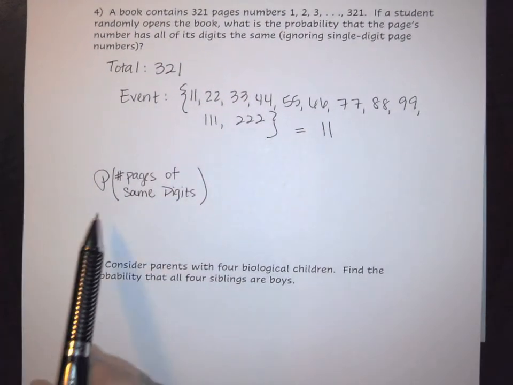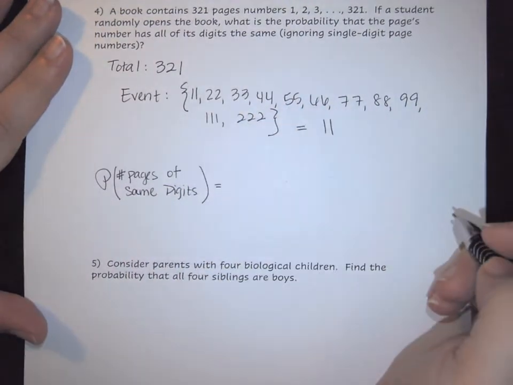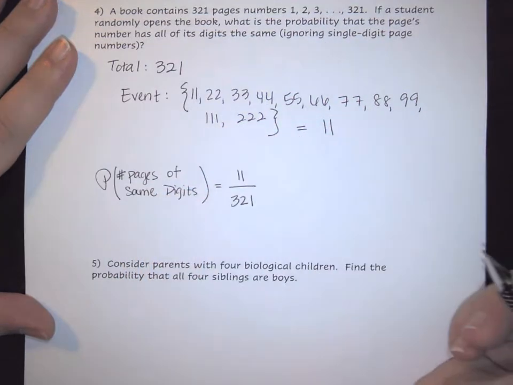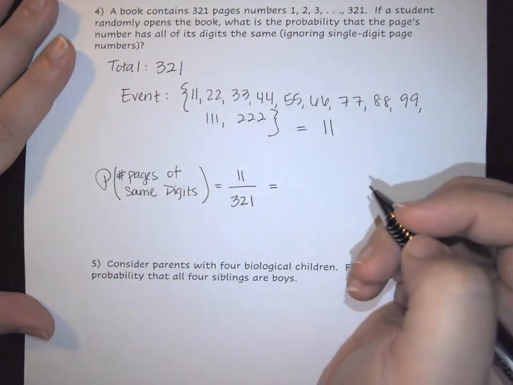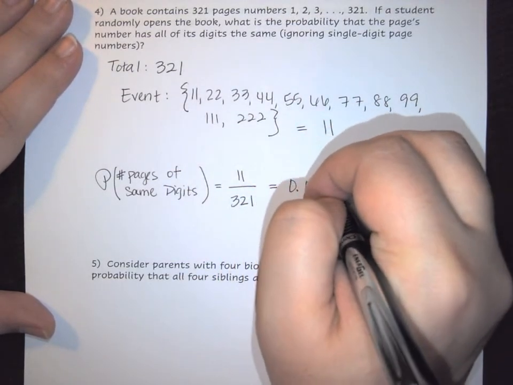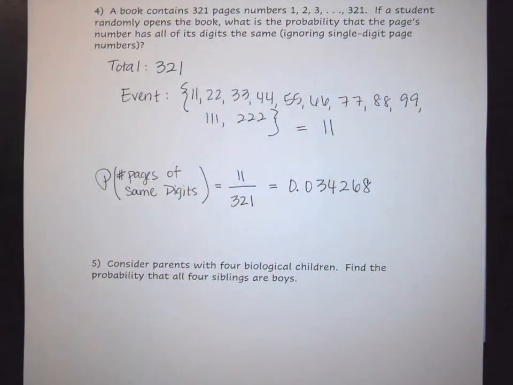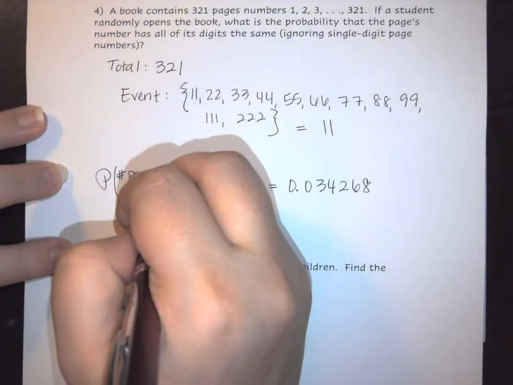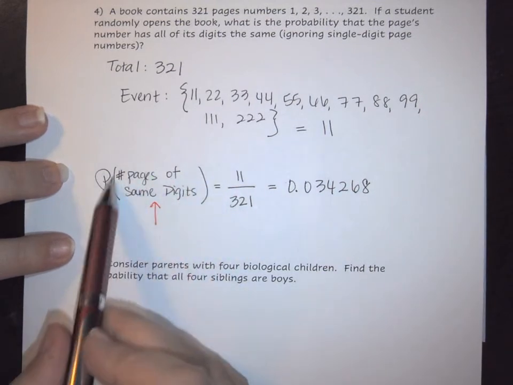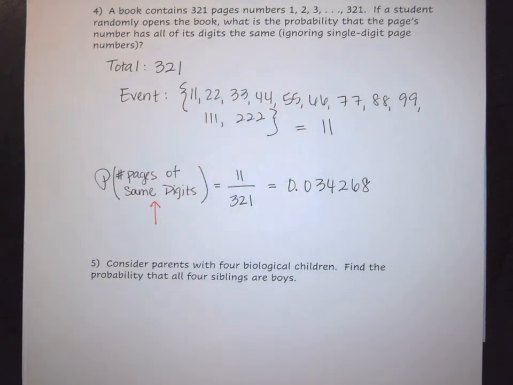You do need to make sure when you're writing your probabilities out that you label them very detailedly and accordingly. And in this case, we would have 11 possibilities out of the 321 pages that there are. Again, you would use your calculator and you would come out with 0.034268. Okay? So again, remember, you want to make sure that the label inside your parentheses, what you're trying to find the probability of, uses as much detail as possible so that your probability is really easy to understand.